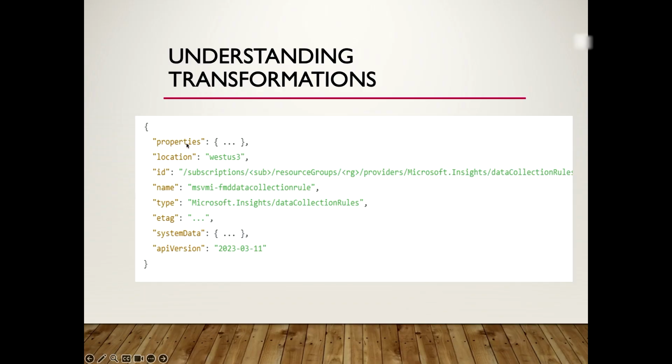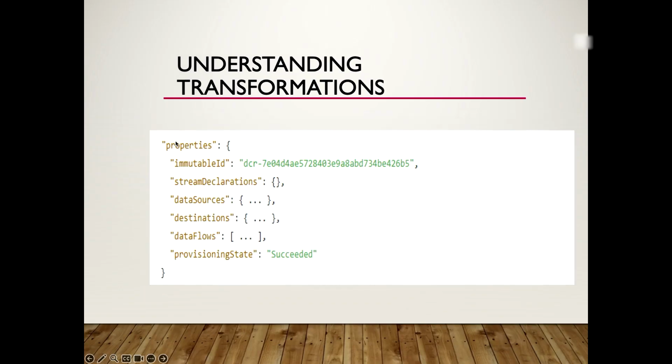Where we're going to focus on is this section here, properties. When we look at the properties, it has an immutable table ID. We don't touch that. That's assigned by Azure Monitor. Then there's the stream declarations, the data sources, the destinations, the data flows, and the provisioning state, succeeded. Provisioning state, we're not going to touch. When it says succeeded, it just means the data collection rule is working and it's fine. We are going to be messing with these other sections when we talk about transformation.